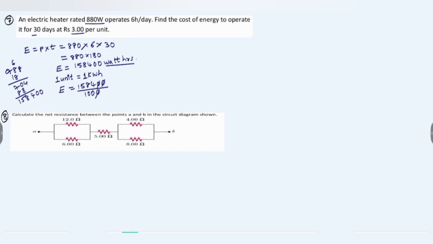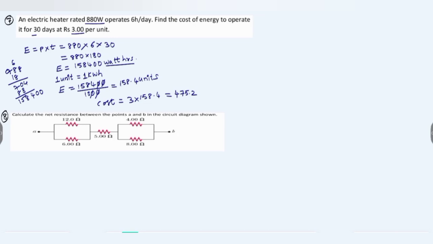That is 158.4 units. Now it is in units. Now the cost will be: cost is equal to 3 into 158.4, because it is given as 3 rupees per unit. 3 4s are 12. 3 8s are 24, plus 1 is 25. 3 5s are 15, plus 2 is 17. 3 1s are 3, plus 1 is 4.